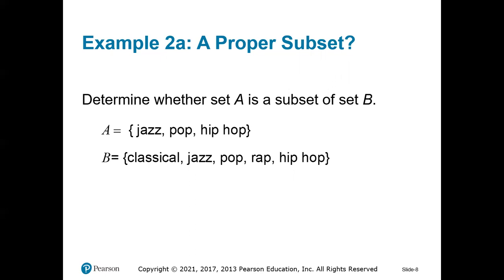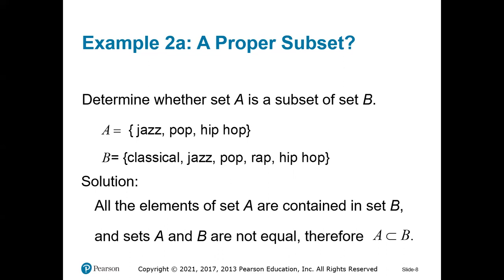Is B a proper subset of A in this example? Of course not. Remember, a proper subset has to be a subset, first of all. Well, B is not a subset of A because there are elements in B that are not in A. Since all the elements of A are contained in B, that's the first condition. And since A and B are not equal, therefore A is a proper subset of B.